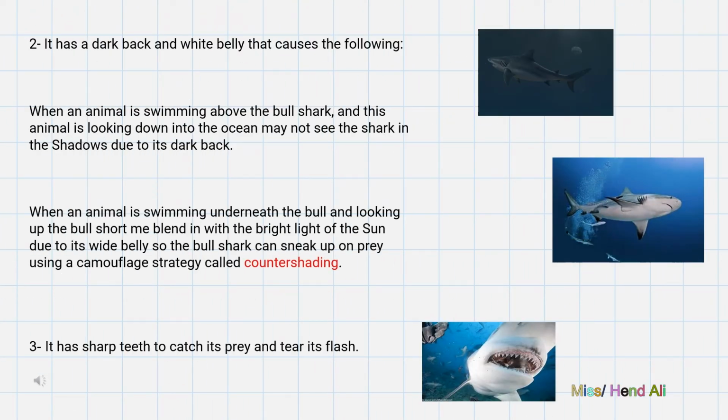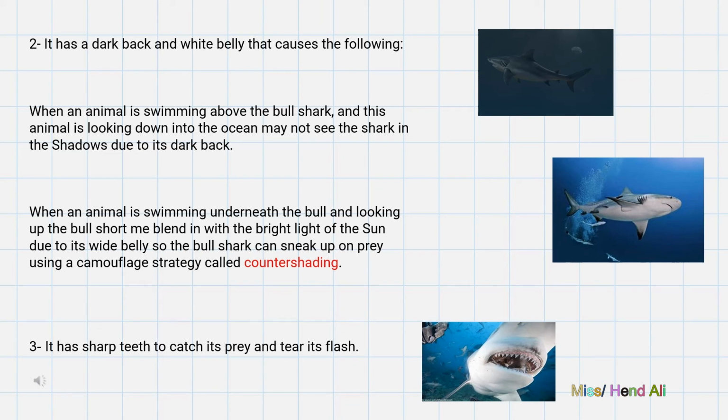The second structural adaptation of the bull shark is it has a dark back and wide belly that causes the following. When an animal is swimming above the bull shark and looking down into the ocean, it may not see the shark in the shadows due to its dark back. And when an animal is swimming underneath the bull shark and looking up, the bull shark may blend in with the bright light of the sun due to its wide belly.